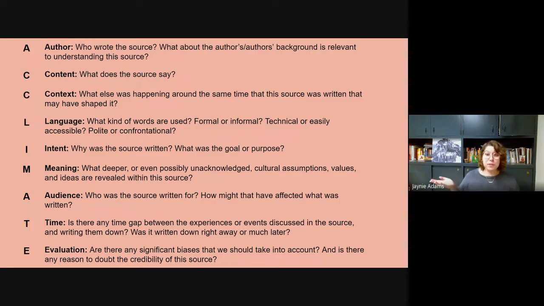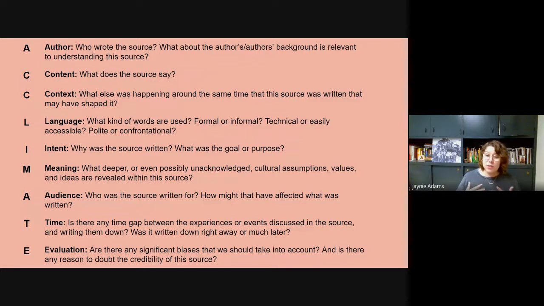Content: what does the source actually say? What's actually in the primary source? Just read for super objective, surface level information. What is it trying to tell you? Context: what else is happening around the same time that this source was written or created that may have shaped the creation of this source?